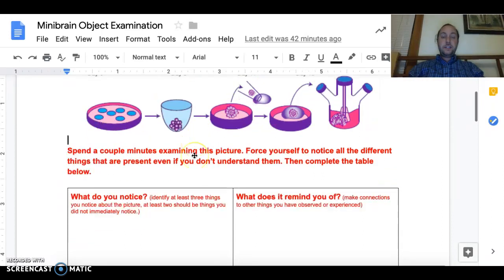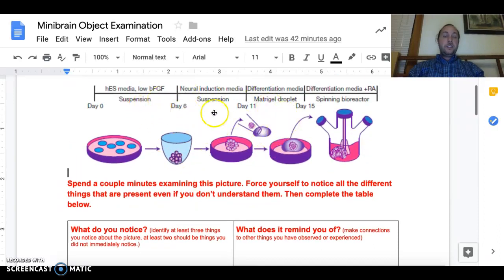So the first activity is this. You have an image here, and I want you to spend a couple minutes, as it describes here, looking at it. Force yourself to look at all the different things that are present. Read the words. Look at each of the different pictures, even if you don't understand them. In fact, I don't really expect most of you to understand exactly what you're looking at.